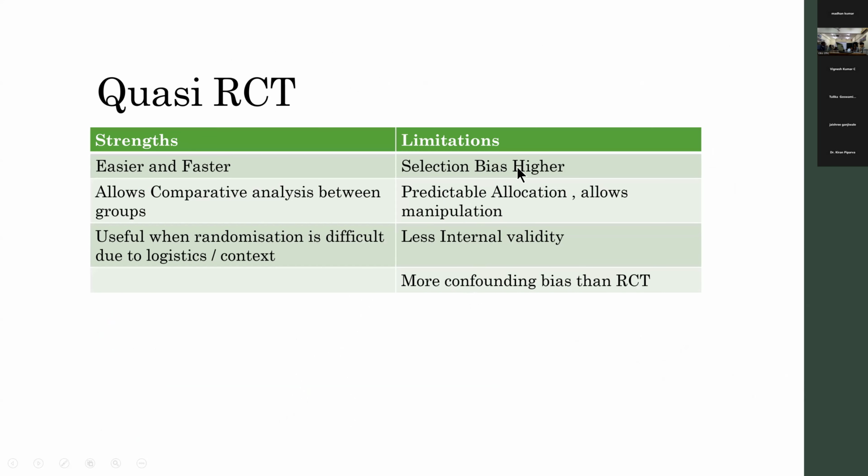So the only limitations are there is a selection bias. Before we give the intervention, what is the selection bias? You can have some manipulation, so you don't know the validity of the study, and there can be more confounding there than in the RCTs.